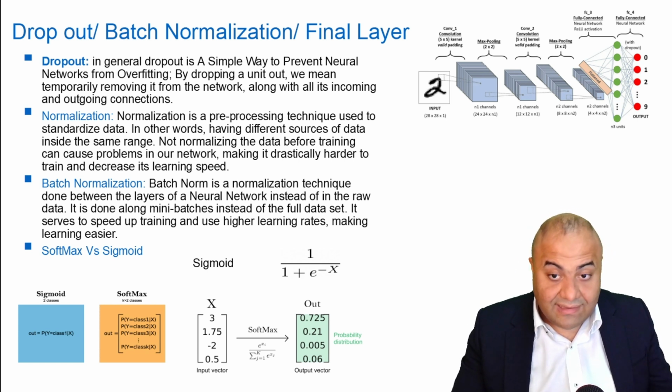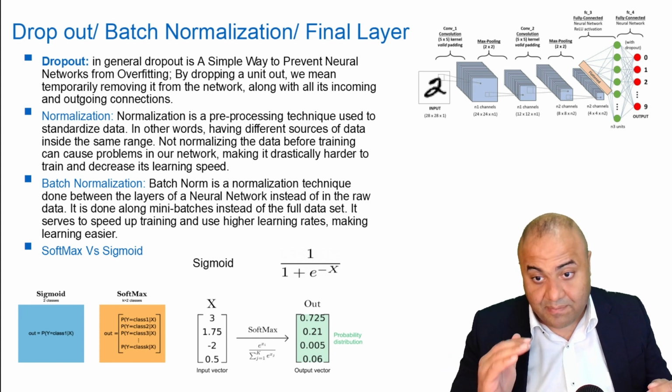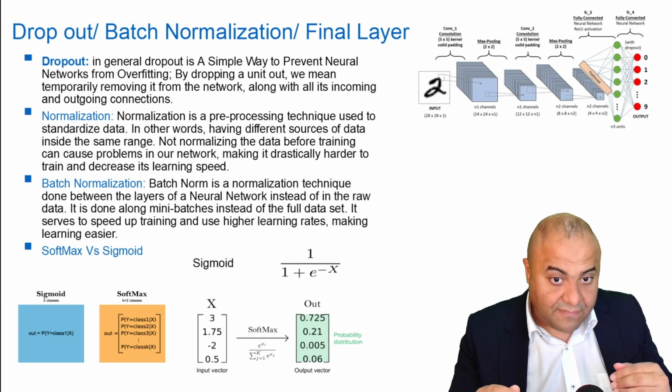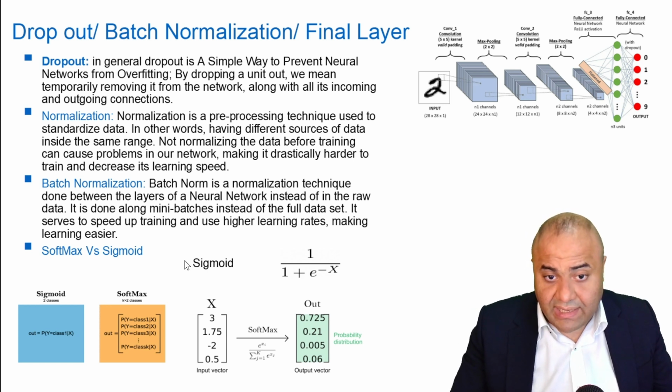Of course, this is for multi-class. If we're looking for only 0 or 1, which is binary, either we have 1 or we have 0, we can use a sigmoid function.